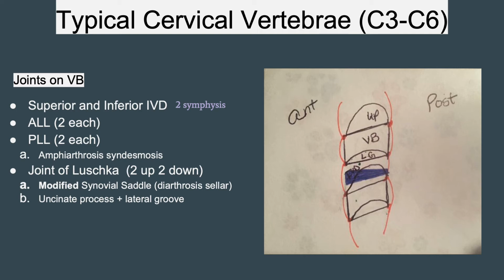So each of those amphiarthrosis syndesmosis joints occur in 2 spots, 2 for the ALL and 2 for the PLL. So we've got 4 ligamentous joints on the vertebral body. And then we've got our joint of Luschka. Remember, that's going to be formed by those oncovertebral joints, which is a modified sellar or saddle joint.